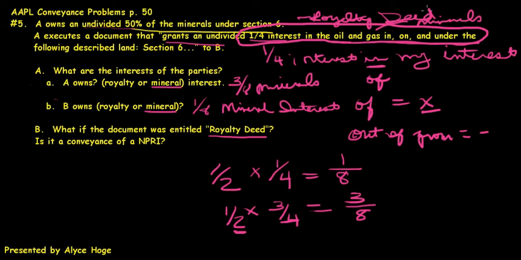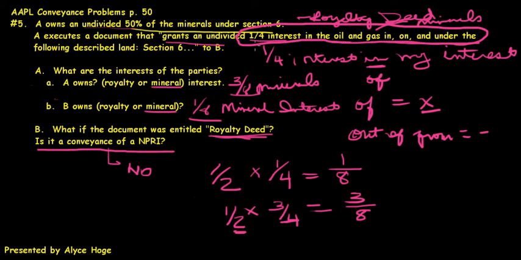And so they're asking if it said royalty deed, would that convert this to a conveyance of a non-participating royalty interest? And the answer is no, it absolutely would not. You've got to look at that language. If it said 1/4 interest of my 50% interest produced and saved, then we would have a royalty deed and our answer would be different. But for this purpose, A has a 3/8 mineral interest, B has a 1/8 mineral interest, and this makes no difference how it's styled and does not convert the interest to a non-participating royalty interest.